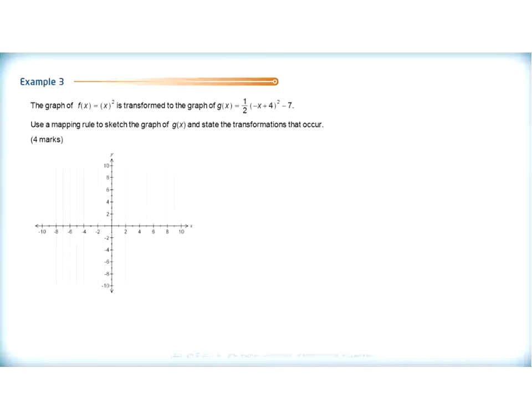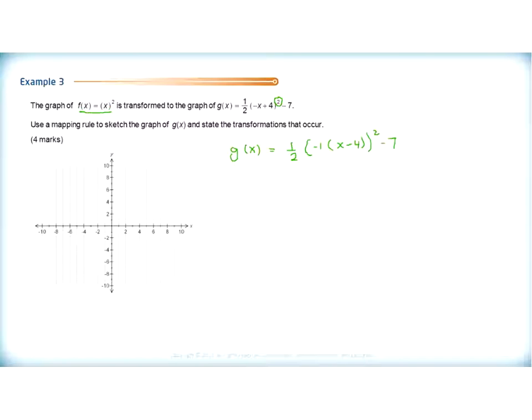Same scenario. The graph of f of x equals x squared is transformed to the graph of g of x equals 1/2 (negative x plus 4) squared subtract 7. Again, we need to take this equation and rewrite it because of the brackets here. I've got to have a negative 1 outside of (x subtract 4) squared subtract 7. And note again, folks, that the squared here has nothing to do with the transformations. It's the base function x squared that has been transformed.